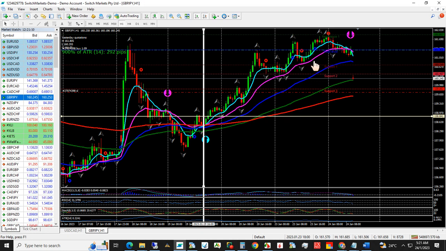However, if you want to operate as a set and forget, all you have to do is to put 9 times the average true range as a trailing stop.